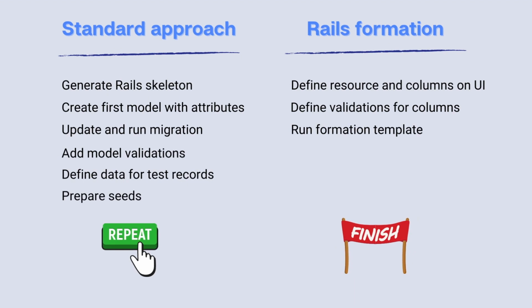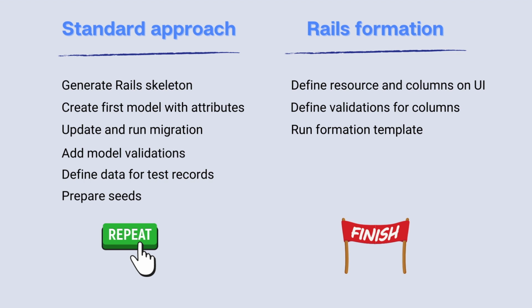With the standard approach, you start by generating a Rails skeleton, then you create your first model with attributes. You probably then need to update the migration to add missing constraints and indexes. After you run the migration, you add model validation and then focus on defining the data for test records that you will later use in seeds.